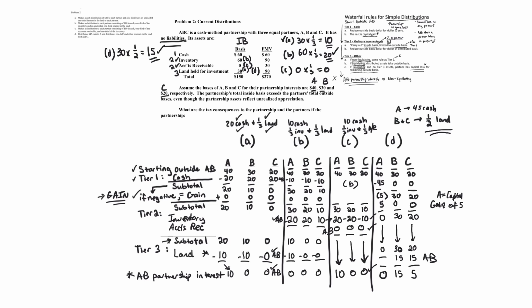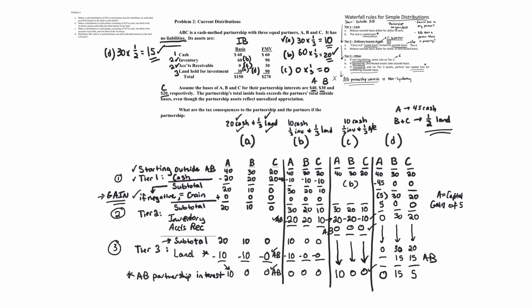It always works out. And the idea, again, is you're going through the 3 tiers. You start with your outside basis before the distributions. You start with tier 1, go through to see if you have any cash. That then can create gain. It's the only time you can have gain to a partner in a simple distribution. Then you go to tier 2 after that, whatever basis is left over. Allocate to inventory and accounts receivable using the lesser of rule. Then you go to tier 3.